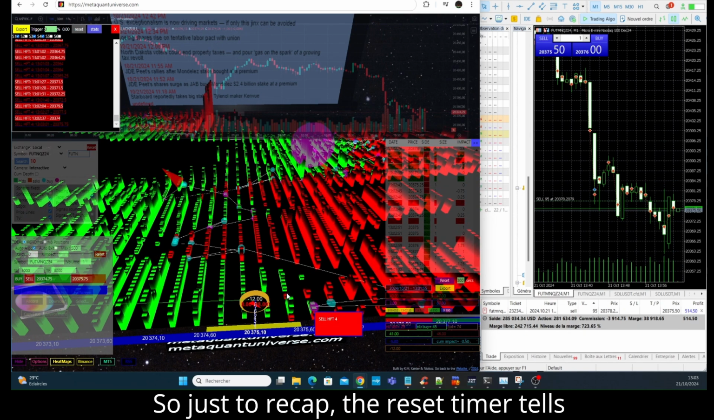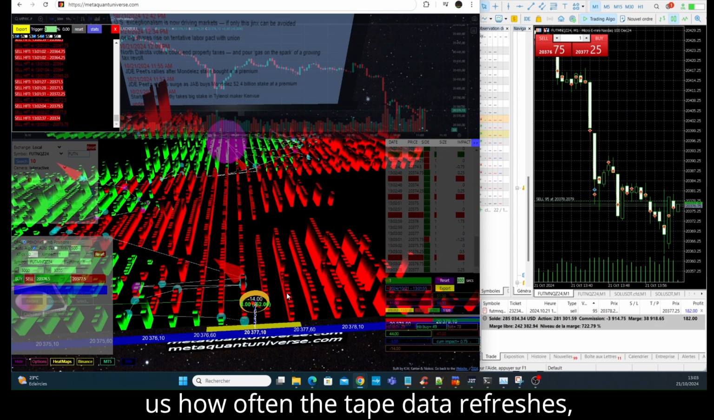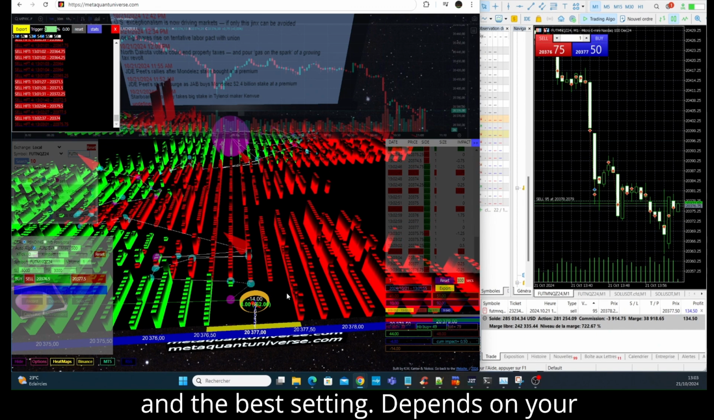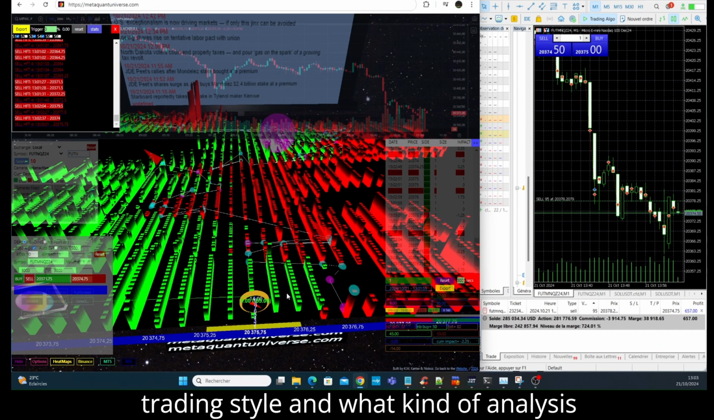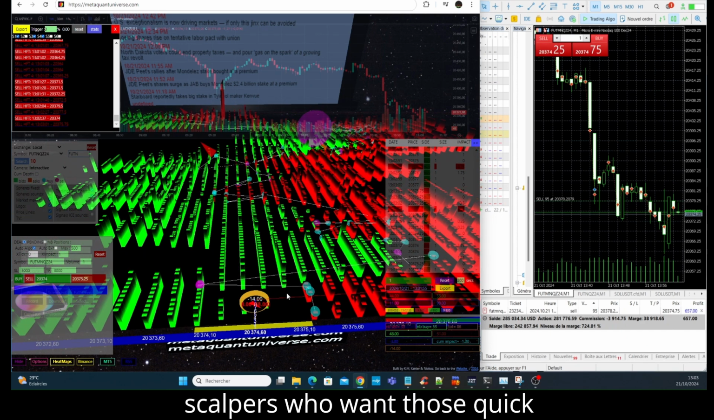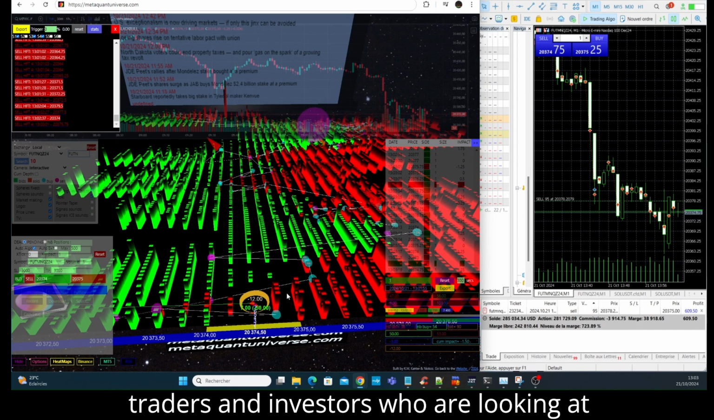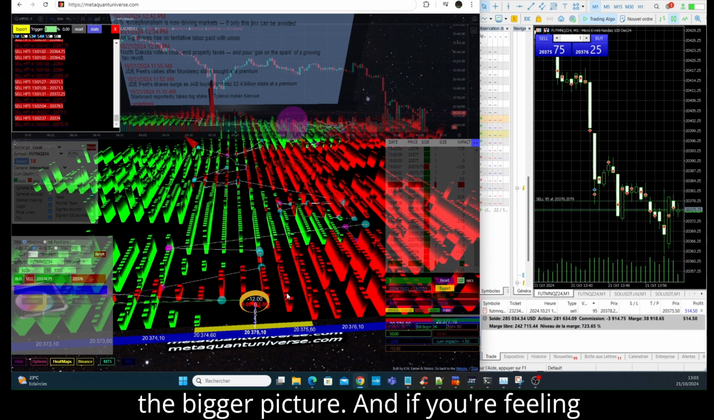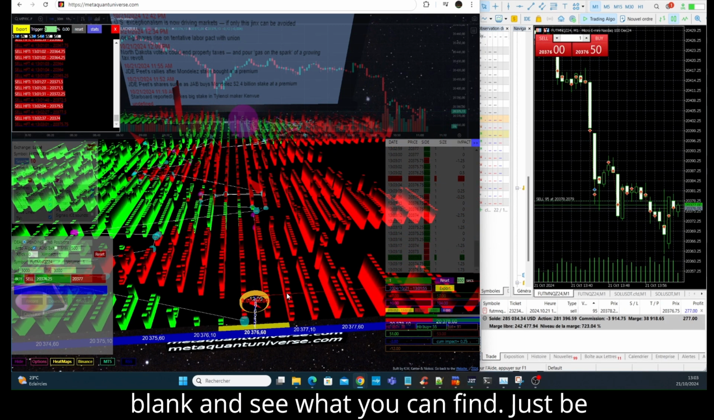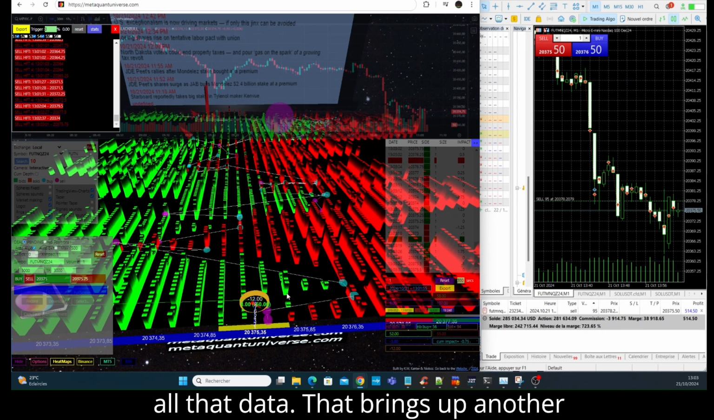So, just to recap, the reset timer tells us how often the tape data refreshes, which affects the market-making compass. And the best setting depends on your trading style and what kind of analysis you're doing. Right. Short intervals for scalpers who want those quick opportunities. Longer intervals for swing traders and investors who are looking at the bigger picture. And if you're feeling adventurous, you can always leave it blank and see what you can find. Just be ready to spend a lot of time going through all that data.